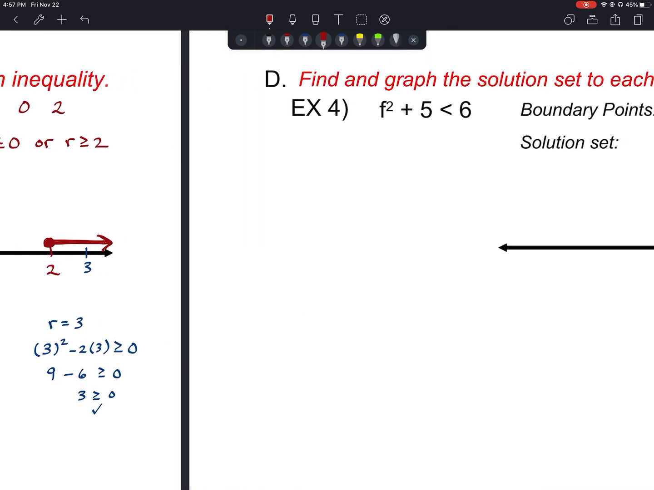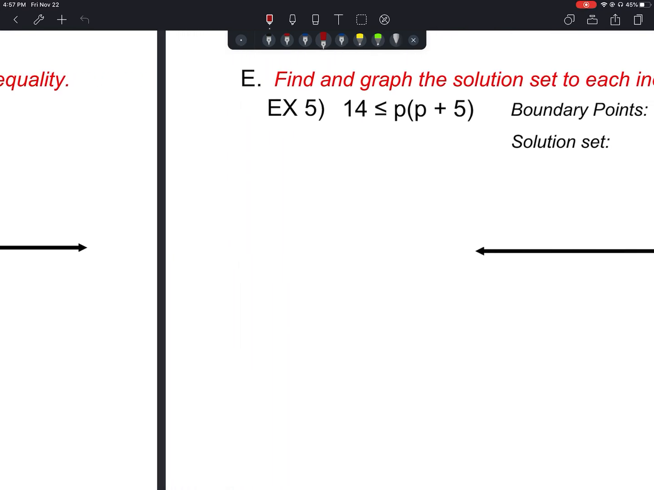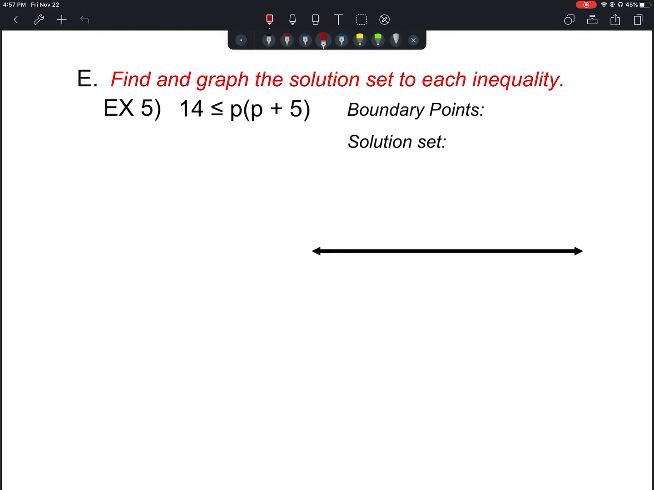All right, let's move on. Let's jump over this one. Let's maybe do number 5 here. So 14 is less than or equal to p times the quantity of p plus 5. Let's do this like it's an equation again.